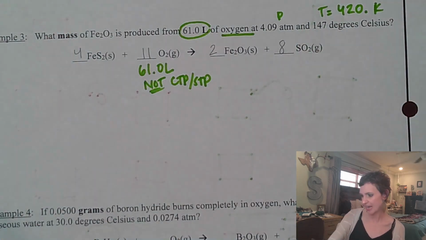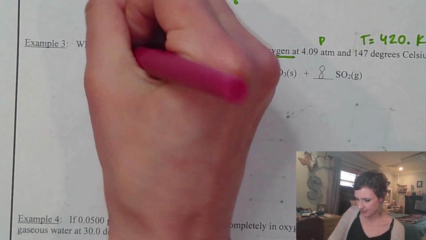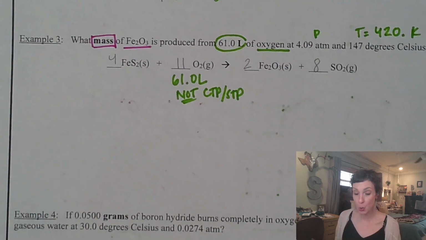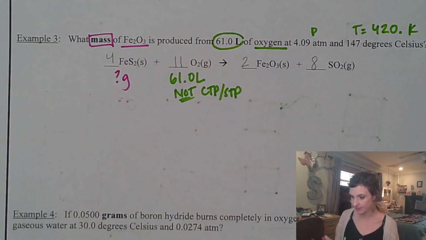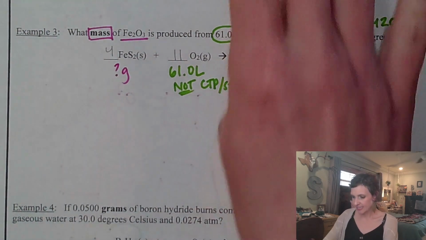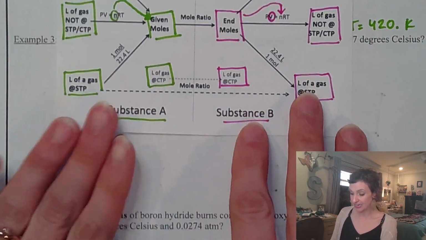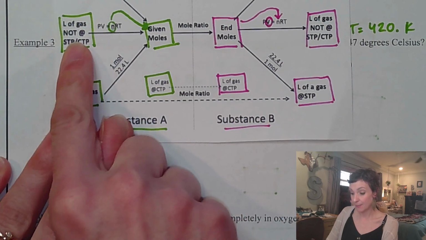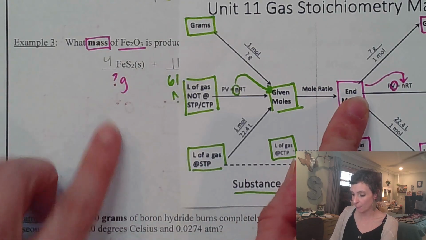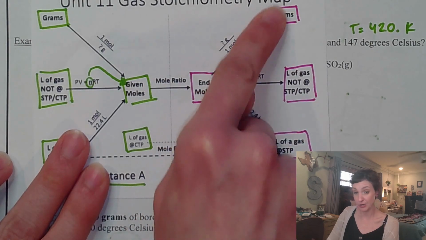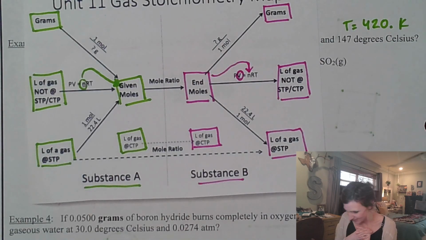Let's figure out what they're asking me to solve for. What mass of Fe2O3? There it is. So I'm solving for grams of this compound. Since I'm starting with a volume not under constant or standard temperature and pressure, I'm going to use the ideal gas law, then go to my mole ratio, and then go up to grams by using the molar mass. I'm using the ideal gas law because we're not standard or constant.